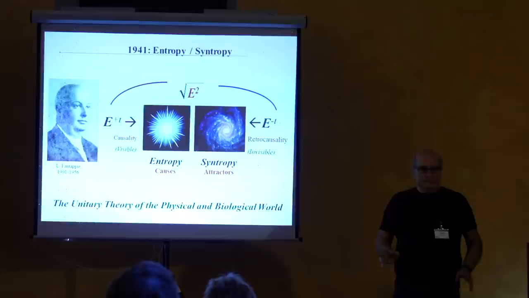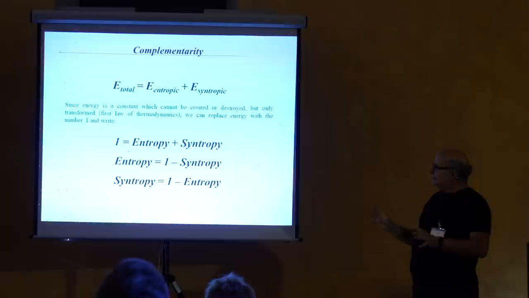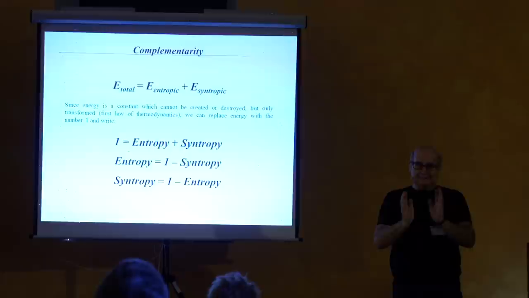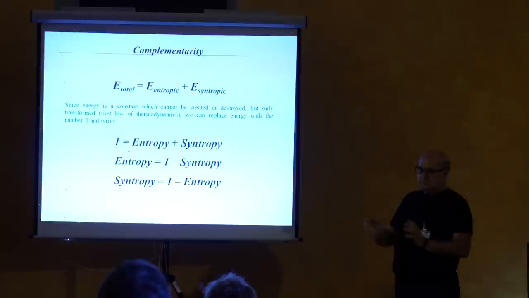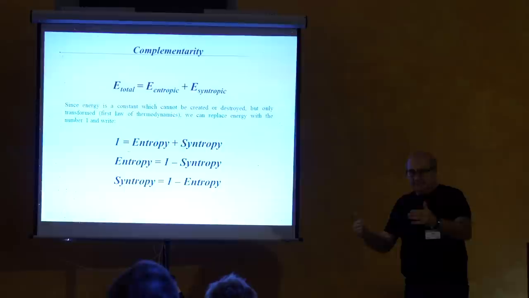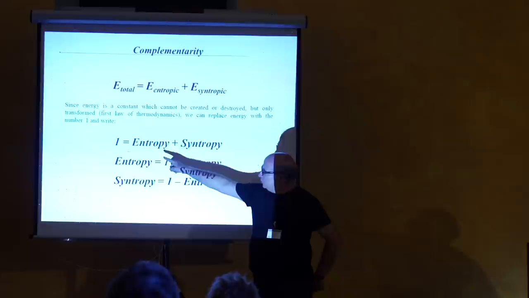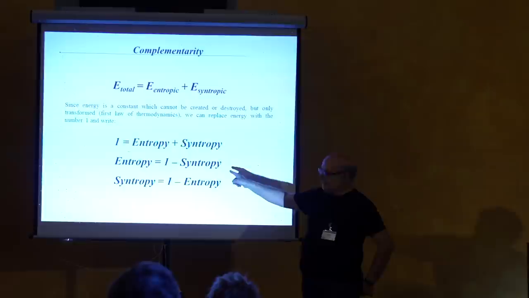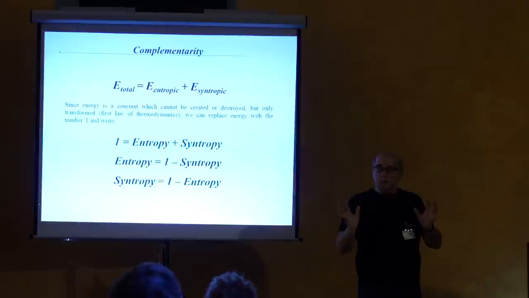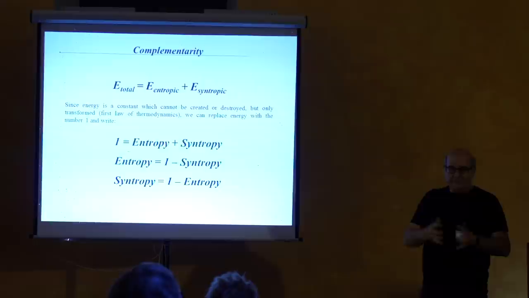It is important to say that these two types of energies are complementary, since the equation says that energy is one, but it can have two different forms, the entropic one, which is the diverging energy, and the syntropic one, which is the converging energy. And so we can say energy is one, and it is the sum of entropy and syntropy. And entropy is not the opposite of syntropy, but it's the complement. And that means that they are always playing together, entropy and syntropy, a bit like Shiva and Shakti. They are totally different, but they are united together.